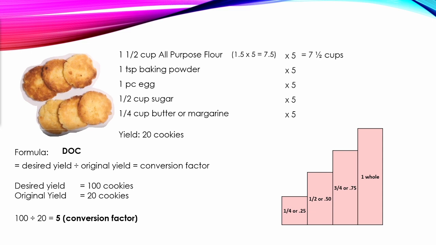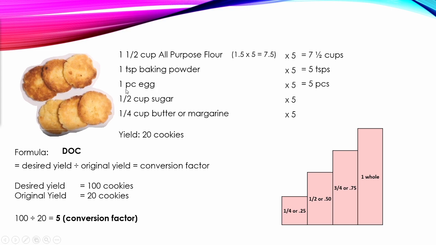You have to convert the ingredients to logical measurements, and in the measuring cups, there is no measuring cup that is 7.5 or 0.5, but we do have 1/2 measuring cups. So your 7.5 will now become 7 1/2 cups. And for the baking powder, 1 teaspoon multiplied by 5 is equivalent to 5 teaspoons. The egg, 1 piece of egg multiplied by 5 is equivalent to 5 pieces.